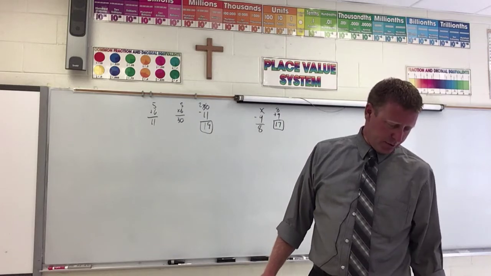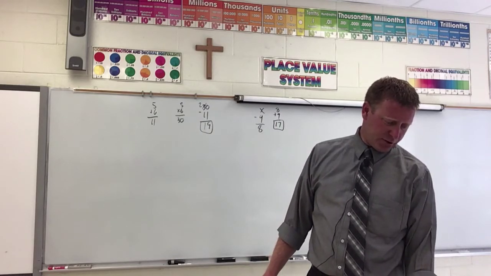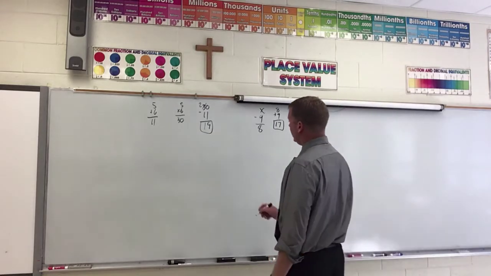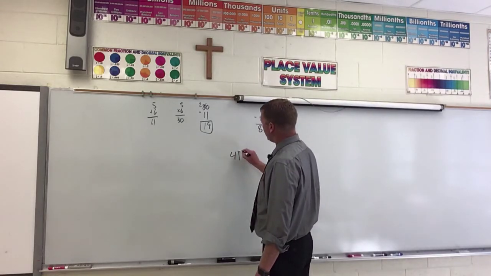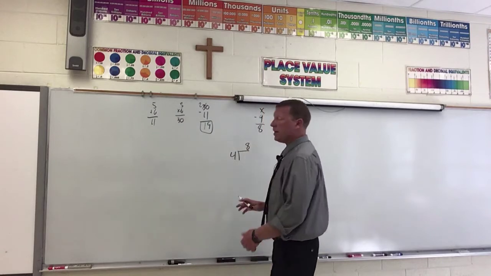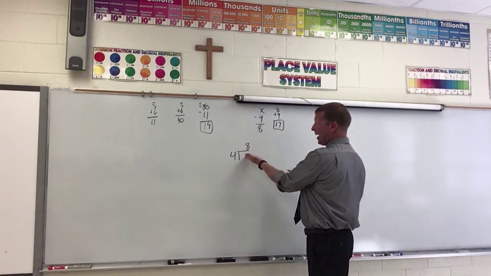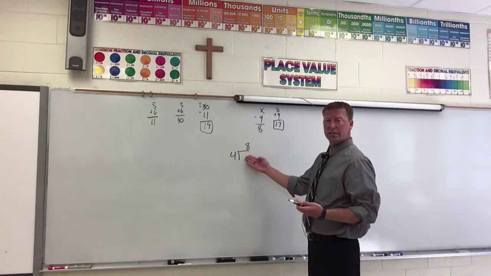Next problem I'm doing is number 3. Number 3 says if the divisor is 4 and the quotient is 8, what is the dividend? If the divisor is 4 and the quotient is 8, what's the dividend? Outside the box, on top of the box, I'm missing the dividend that goes in the box.